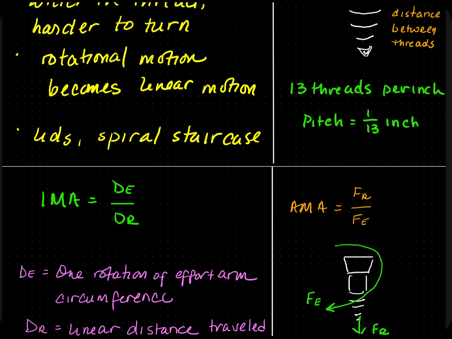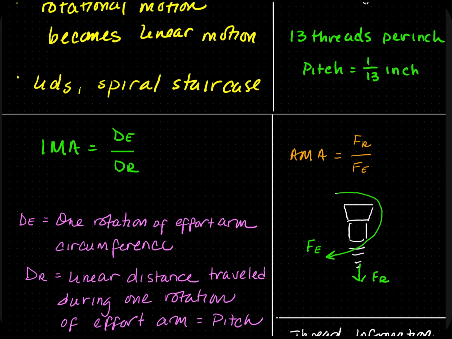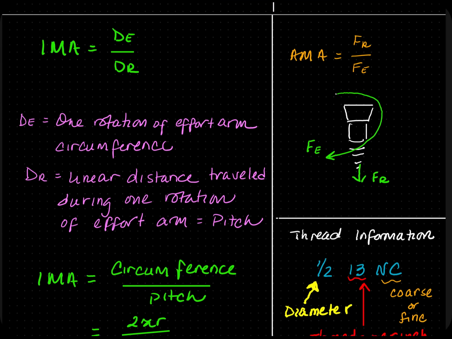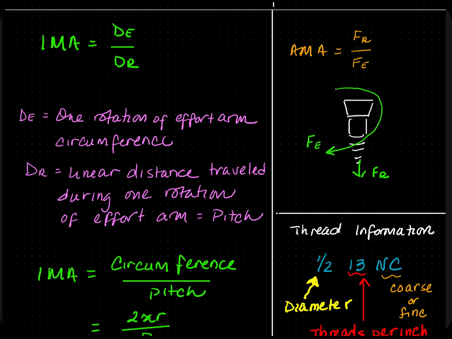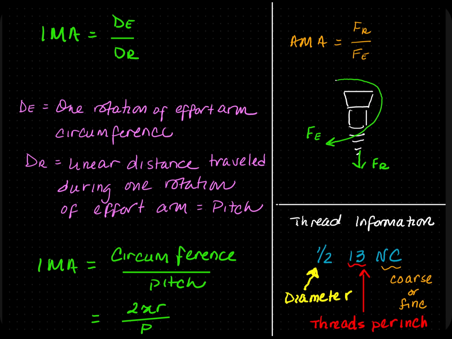The IMA formula is the same as before. IMA is equal to the distance of the effort over the distance of the resistance, or the load. The distance of the effort is one rotation of the effort arm, or the circumference. The distance of the resistance is the linear distance traveled during one rotation of the effort arm, or the pitch. So DE becomes circumference, which is 2 pi r, and DR becomes pitch, which is p.